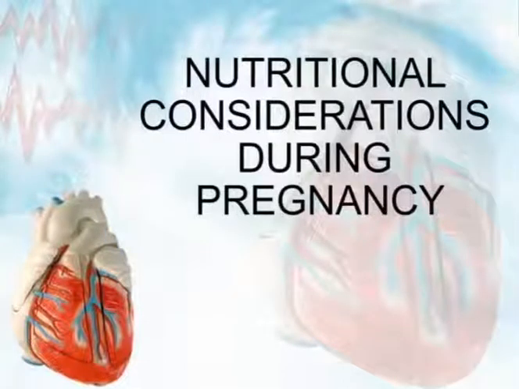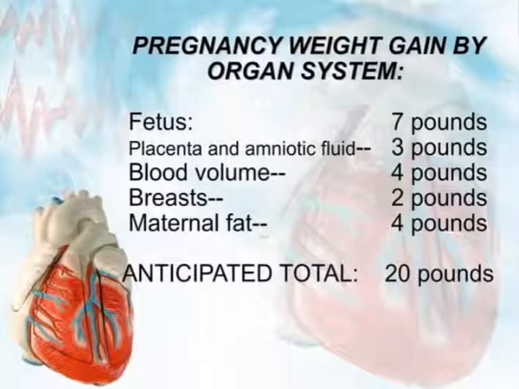Nutritional consideration during pregnancy. The fetus will be 7 pounds, blood volume will be 4 pounds, breast will be 2 pounds, maternal fat will be 4 pounds, and the anticipated total will be 10 pounds including the placenta and the amniotic fluid, which is 3 pounds.